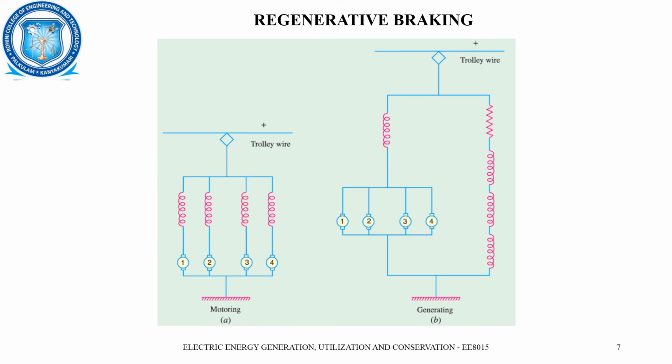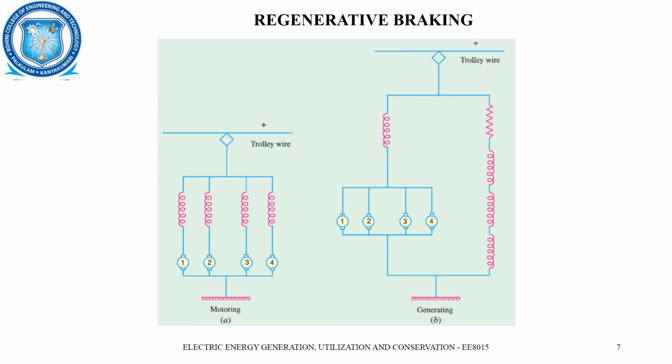Next is regenerative braking. In regenerative braking, the motor acts as a generator. During the braking process, the electricity is supplied in the reverse direction; I mean, electricity has to be generated in that case. Here we can see a trolley wire. The field windings and the armatures are connected, and this is how the motoring action takes place.